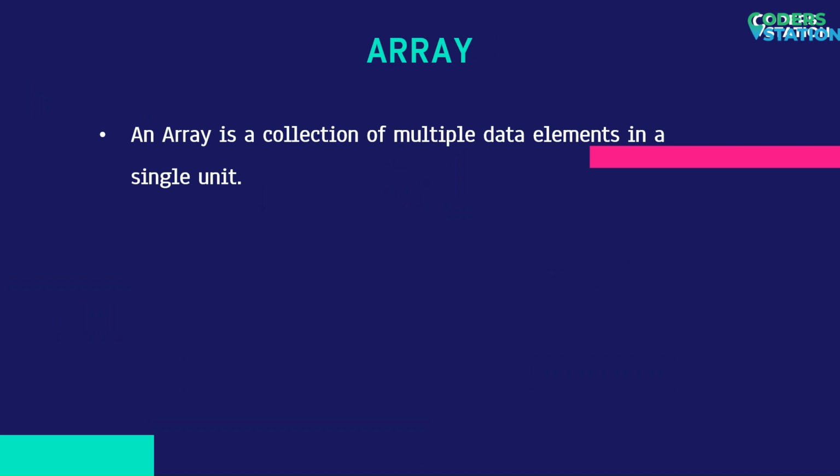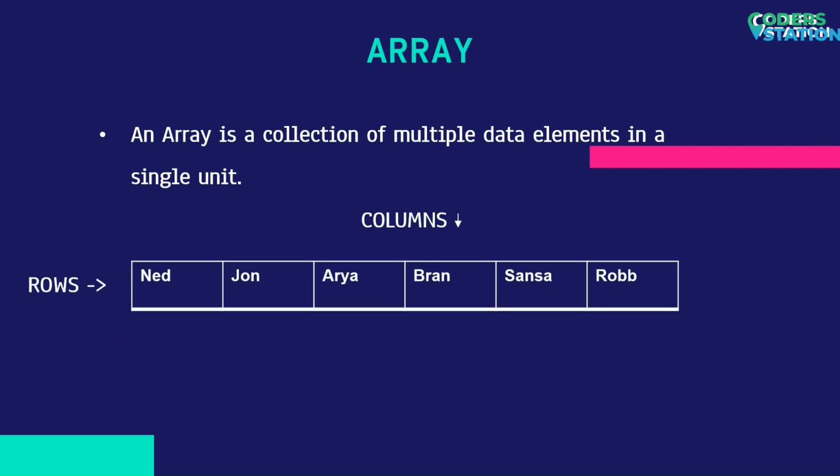Now first, what is an array? An array is a collection of multiple data elements in a single unit. Here, an array collects multiple data elements and clubs them into a single entity. For example, here you can see multiple columns with a single row. Here we have 6 names: Ned, John, Arya, Bran, Sansa and Robb. These are all names from the famous web series Game of Thrones, of House Stark.